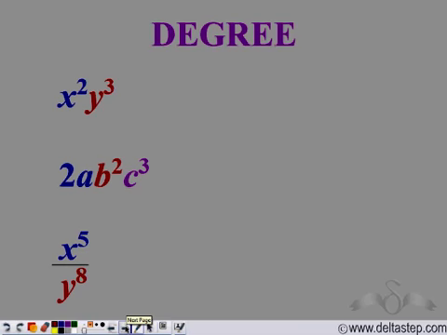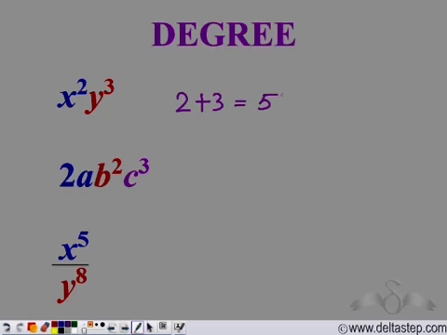Now let us calculate the degree of all these terms. What is the degree of x square y cube? We have just learned that the degree is the sum of the powers of variables. So variables here are x and y. Power of x is 2. Power of y is 3. So the degree of this term is 5.